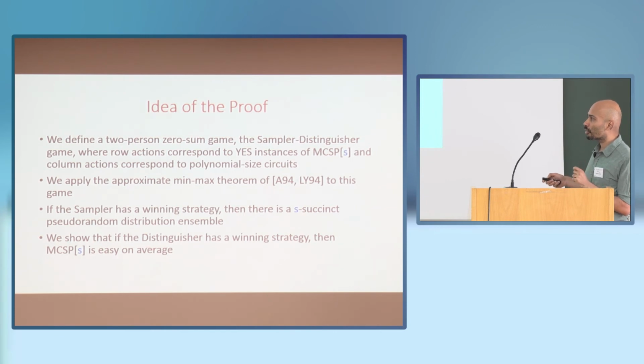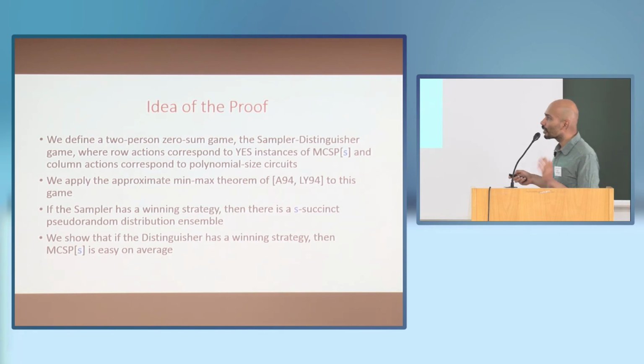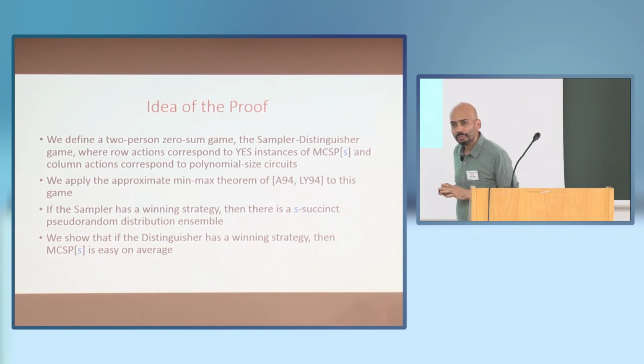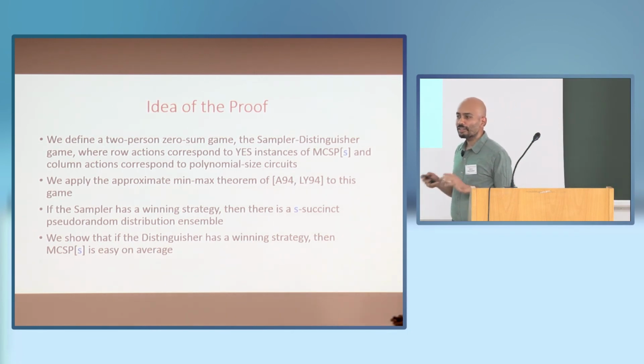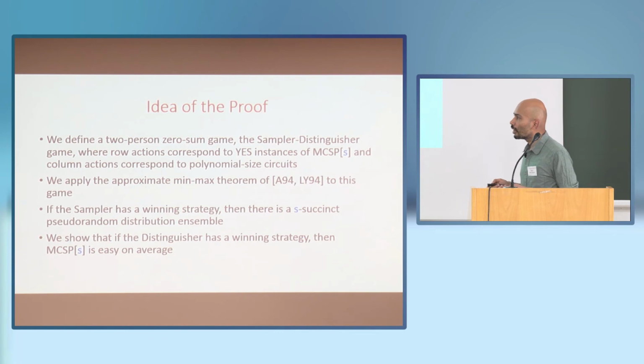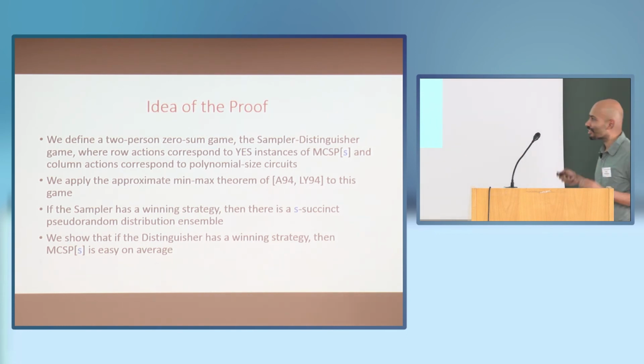And the trickier part is to show that if the distinguisher has a winning strategy, then MCSP is easier on average. Is this conclusion that it's easy on average uniformly easy or non-uniformly easy? It's easy on average for circuits. Yes, for circuits. Unfortunately, we're not going to see it in the proof; it's just going to be a sketch of the proof. But we could discuss it later.